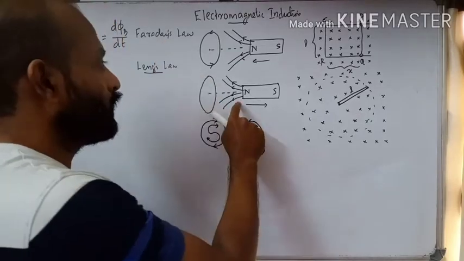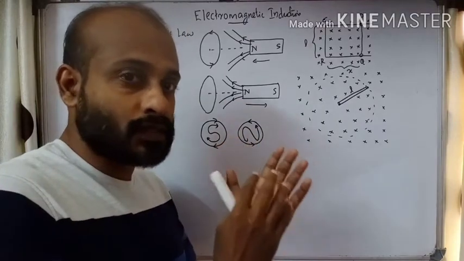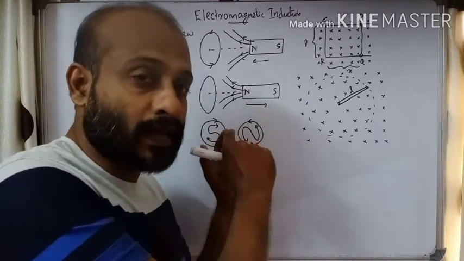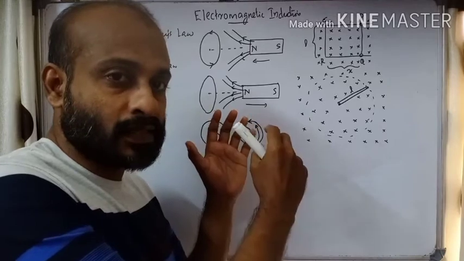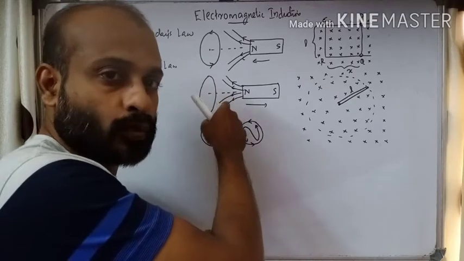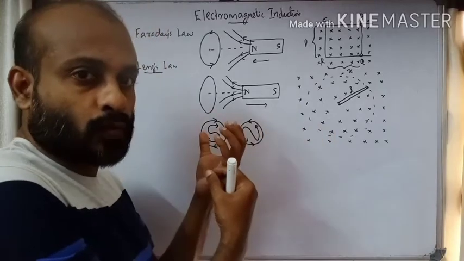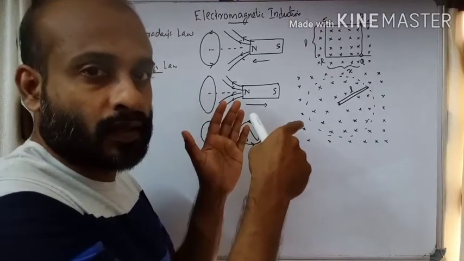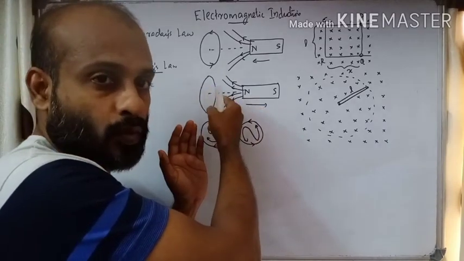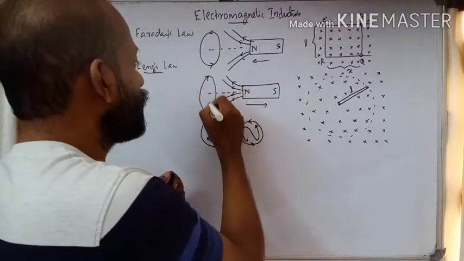Now, see, when the north pole is moving away, according to Lenz's law, the induced current is produced such that it opposes the cause. The north pole is going away, so the flux linked to the coil goes on decreasing. Flux decreases, so the induced current should flow such that it produces a south pole in order to attract the north pole. It should not allow the north pole to go away. For the coil to attract the north pole, it needs a south pole here. For a south pole, we need a current in clockwise direction. So, in this case, current will flow in the clockwise direction.